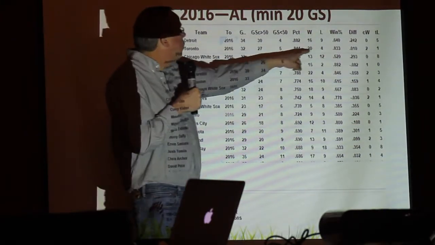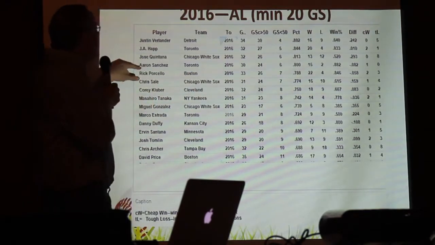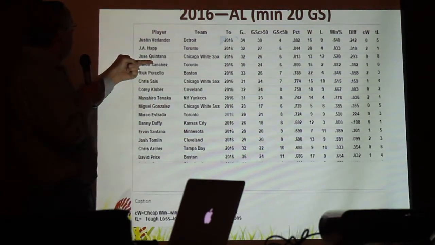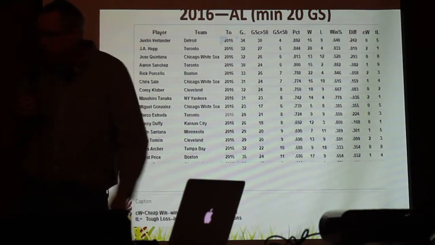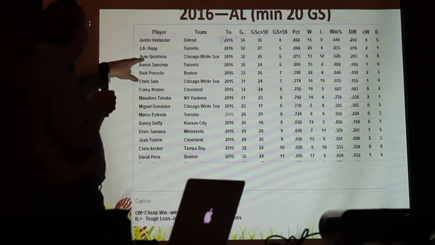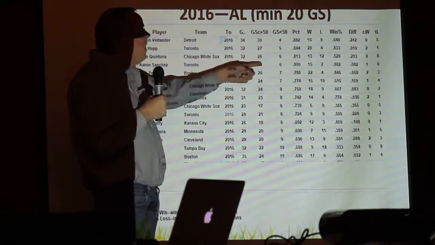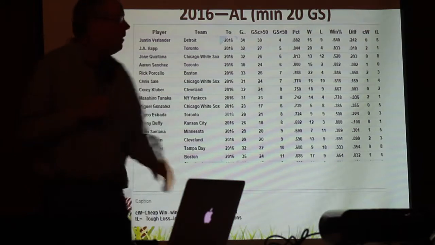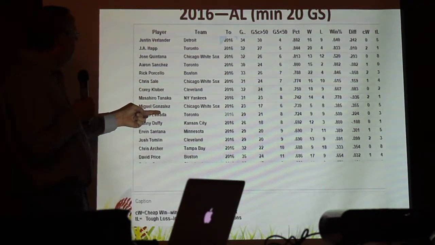J.A. Happ, not bad. 20-4 record. Rick Porcello, 22-4. Not bad. One of the best known secrets in baseball, Jose Quintana. Oh, nobody gives Quintana any credit. They say he's not any good. Well, other than all of baseball is aware of how good a pitcher Jose Quintana has been for the last 5 years. And by this analysis, the 3rd best pitcher in the American League last year, even better than Chris Sale, even better than Miguel Gonzalez.